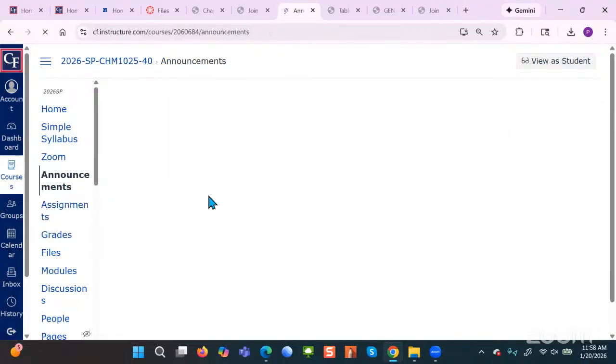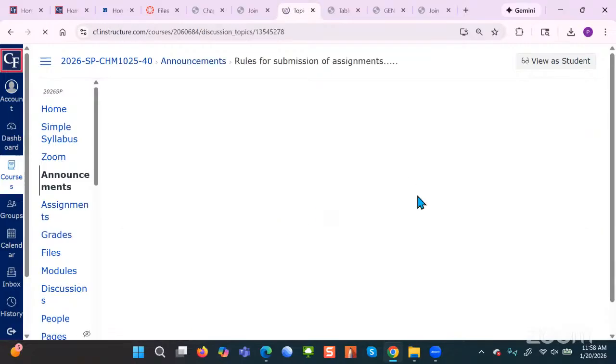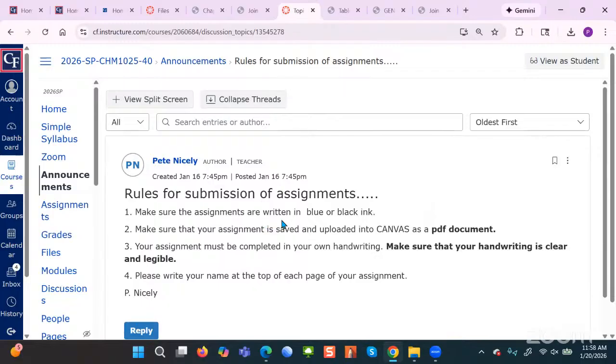I want to remind you of something that I posted in the announcement. Make sure that you follow these rules. When submitting your assignment, make sure it is done in blue or black ink. The reason is that when you scan it and upload it, I've found that if you have done it in pencil, it doesn't come out showing too well. Make sure your assignment is saved and uploaded in Canvas as a PDF document. Make sure it's completed in your own handwriting, so there should be no typed work, and make sure your handwriting is clear and legible.